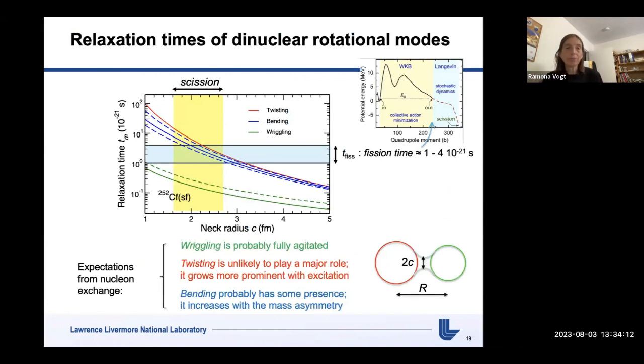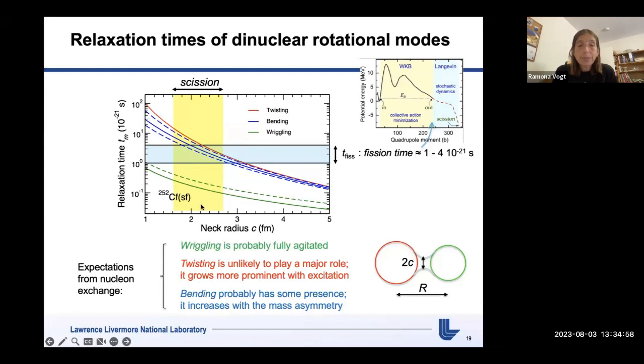Okay, so I mentioned relaxation times that were based on these mobility coefficients, which depended on the neck radius, the movement of the protons and neutrons between the two fragments, and the distance between the two fragments. And the wriggling mode relaxation time is shown here. These are all in femtoseconds, and the neck radius is in Fermis. So, that's really short times. The fission time is thought to be on the order of, say, 1 to 4 Fermis per c.